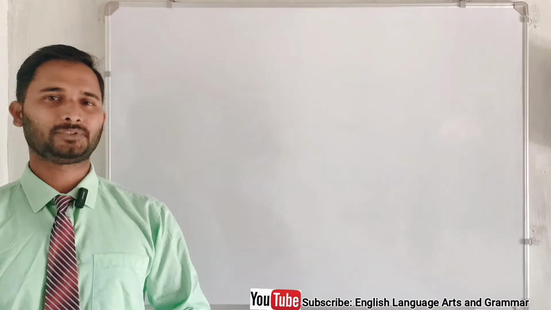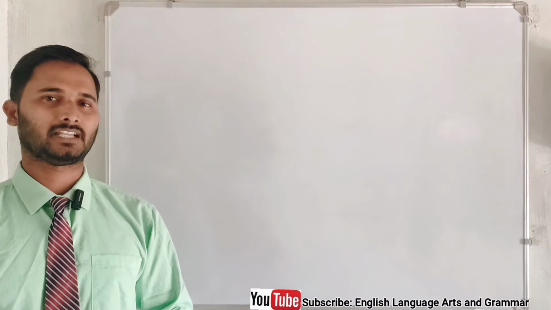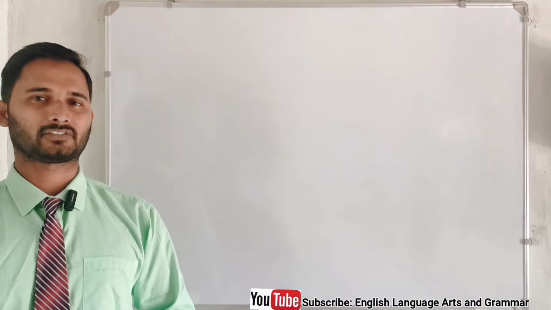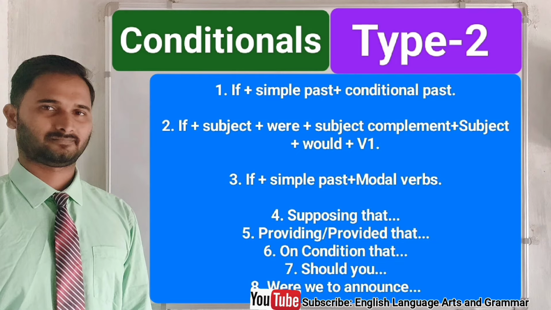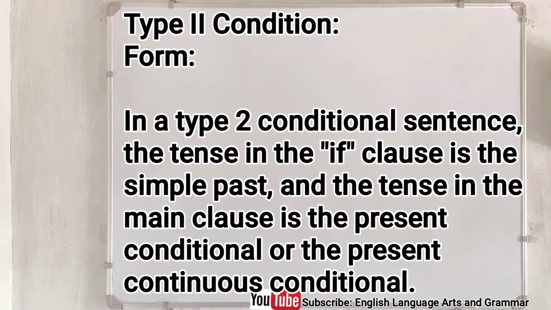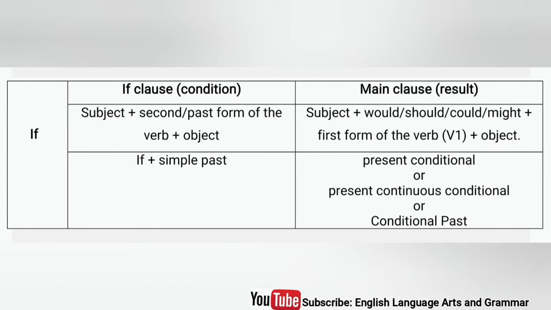Let us learn now the type 2 conditional, its sentence constructions and its uses, or we also call it the functions of it. In a type 2 conditional sentence, the tense in the if clause is the simple past, and the tense in the main clause is the present conditional or the present continuous conditional, or we also call it conditional past. Let us learn the sentence structure of type 2 conditional. If clause, we also call it subordinate clause, and the main clause. If plus simple past plus present conditional or present continuous conditional or conditional past.